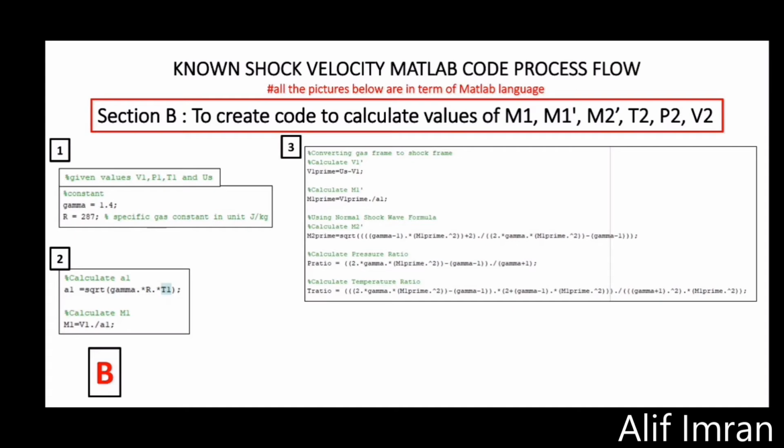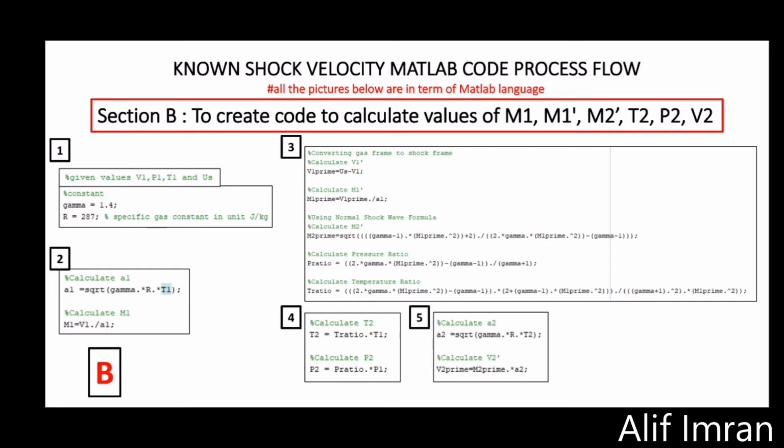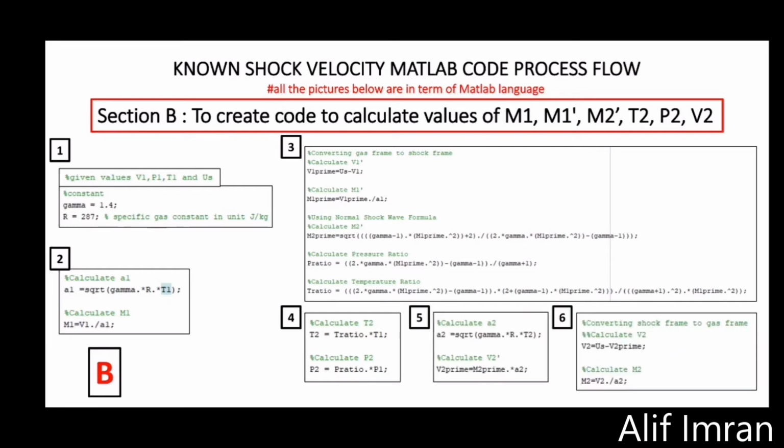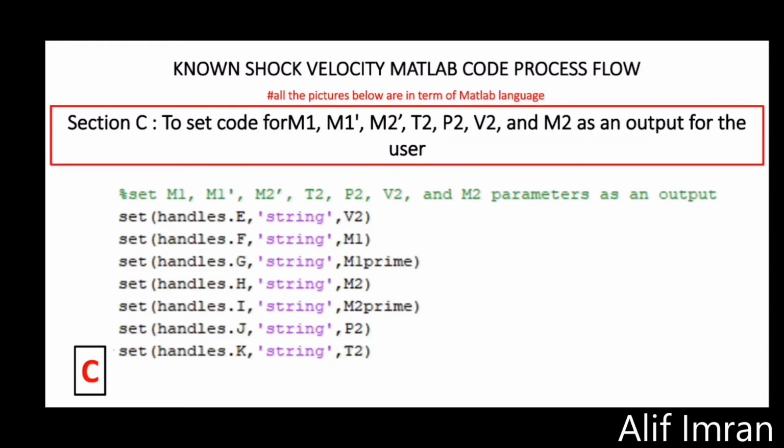Third, converting the gas frame to shock frame, I structure a code to calculate values of V1', M1', M2', P ratio, and T ratio. Fourth, with the P ratio and T ratio values, I structure a code to calculate values of T2 and P2. Fifth, A2 and V2' are calculated here using the value of T2. Sixth, by converting back from shock frame to gas frame, V2 and M2 values are calculated. At section C, feature set and string are used to set the parameters as output.